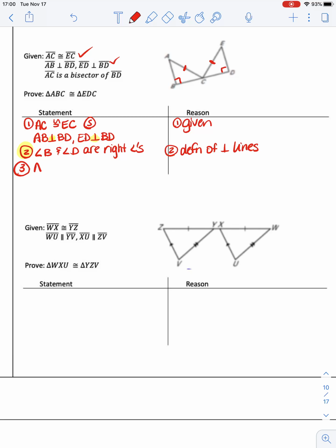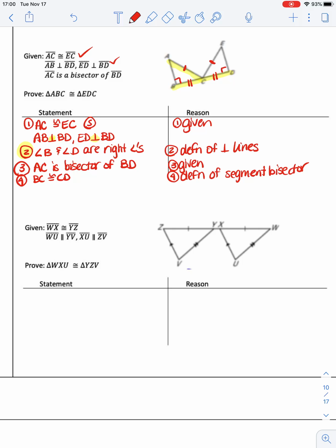So the next thing I look at, now that I've dealt with that for a second, is that AC is the bisector of BD. Notice I have a segment bisecting a segment. Okay, that's given. So AC right here is bisecting BD. That means that BC is congruent to CD. So BC is congruent to CD. Okay, and that's because that's the definition of segment bisector. When you bisect a segment, you get congruent segments back.